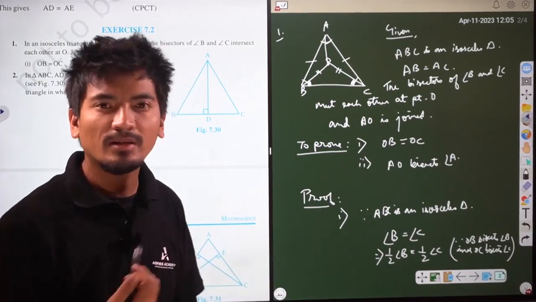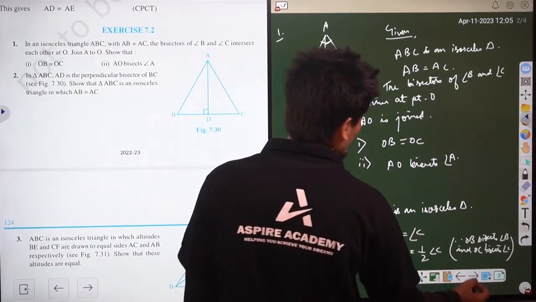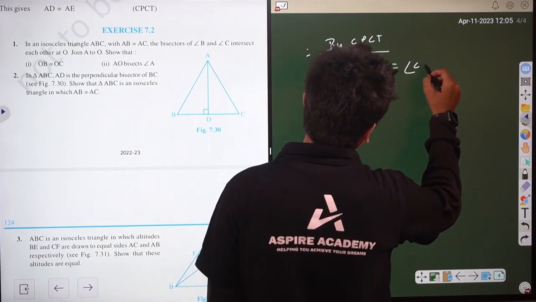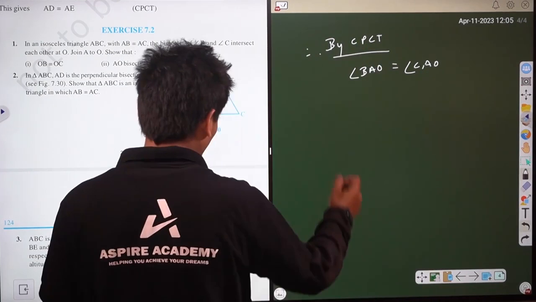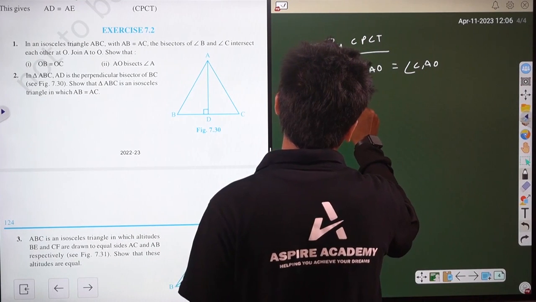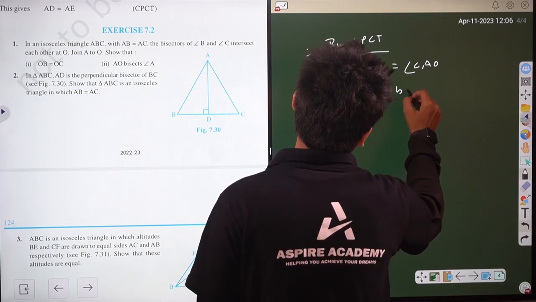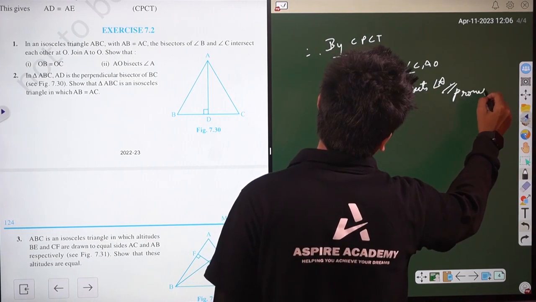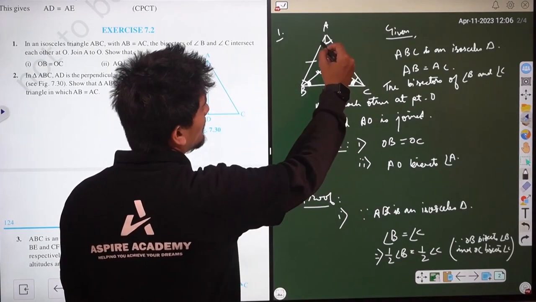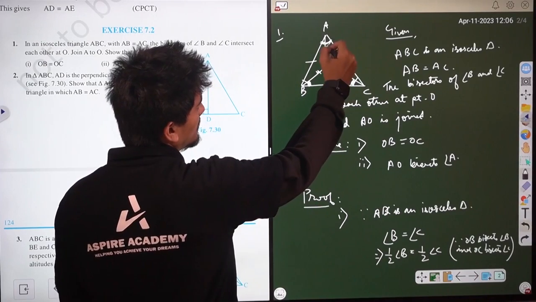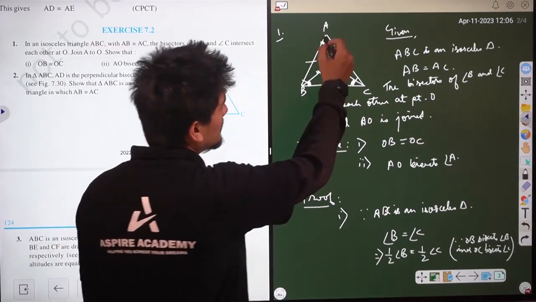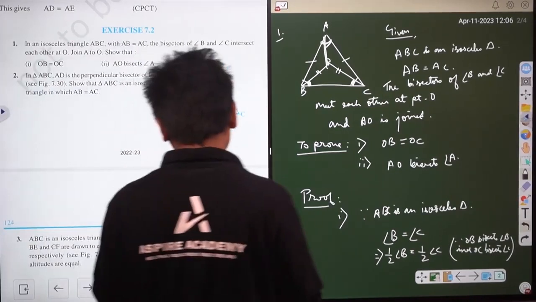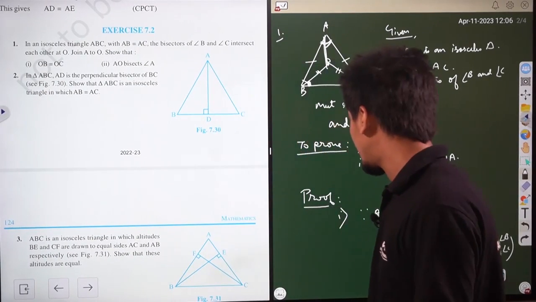So if these two angles are equal, then definitely AO is the bisector of angle A. So we can say that angle BAO is equal to angle CAO, right? Hence AO bisects angle A, which is our required proof, right? Since these two angles, BAO and CAO, are equal, this is definitely the bisector of angle A, right? Understood? Okay, moving on to the next question.